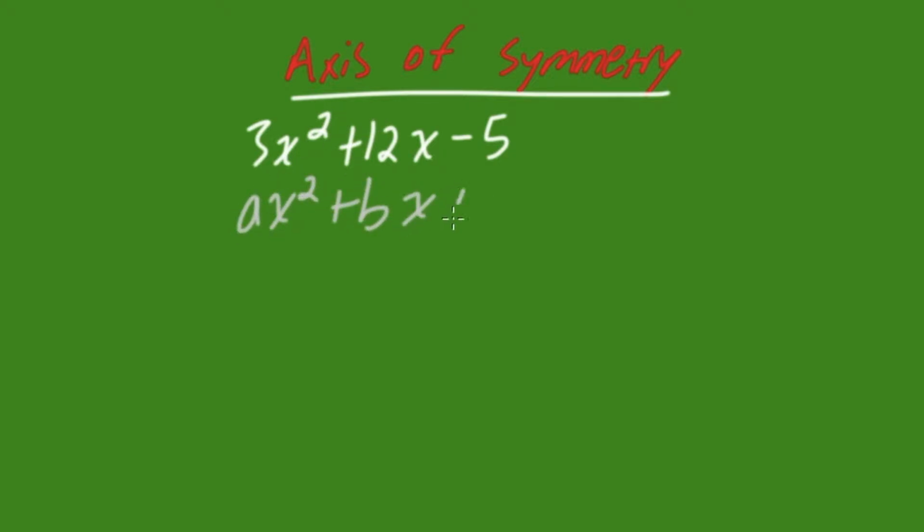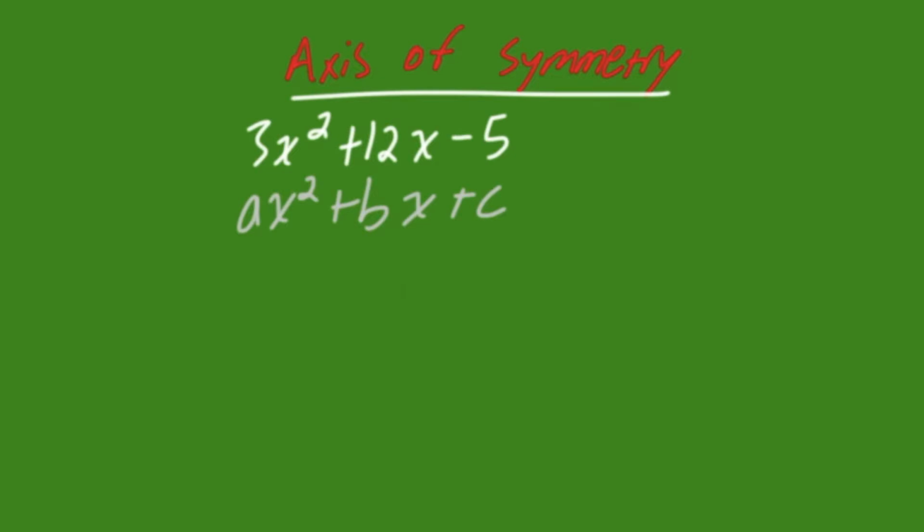So let's say we have the equation 3x squared plus 12x minus 5. The first thing you should remember is the standard form of a quadratic equation. So this is in the standard form, which is just ax squared plus bx plus c. And you need to know this form because you need to know what a, b, and c are from this equation in order to use the formula for the axis of symmetry.